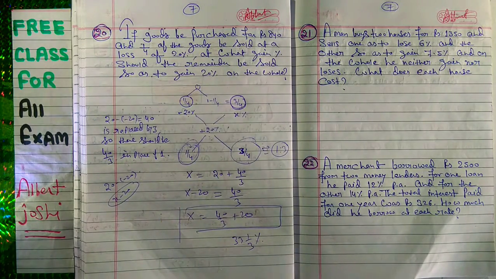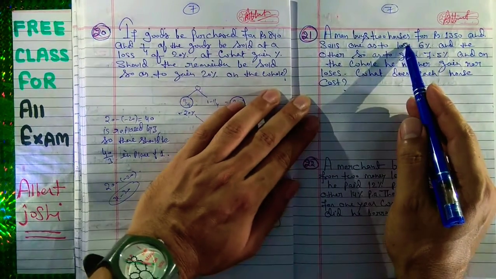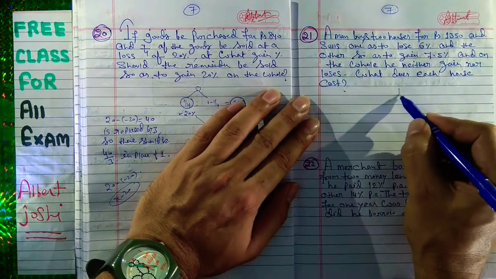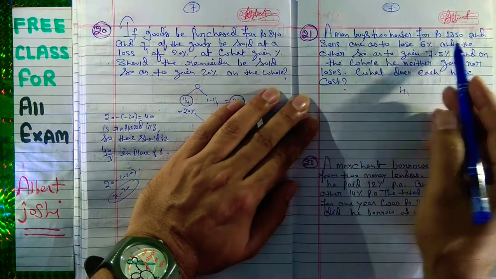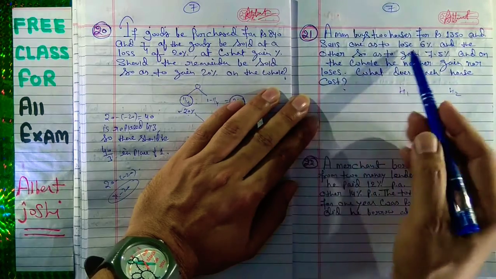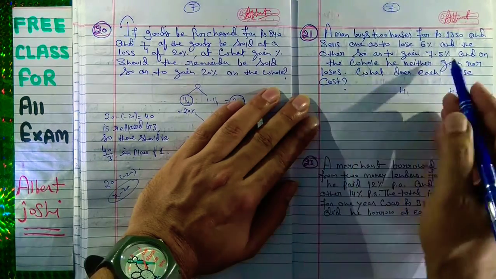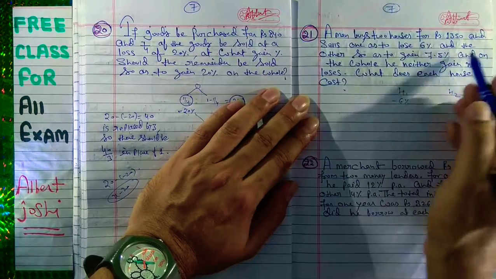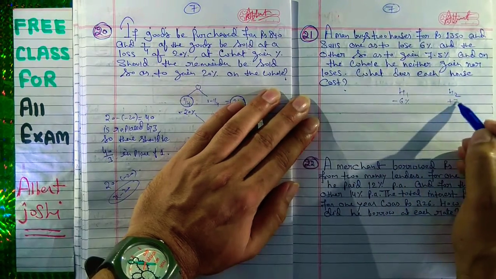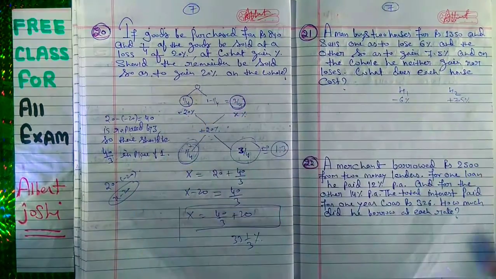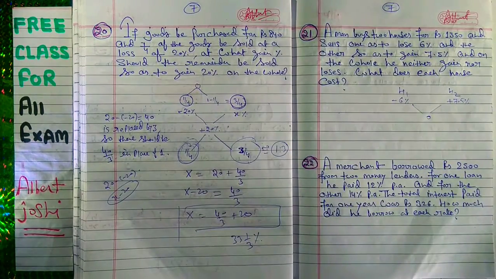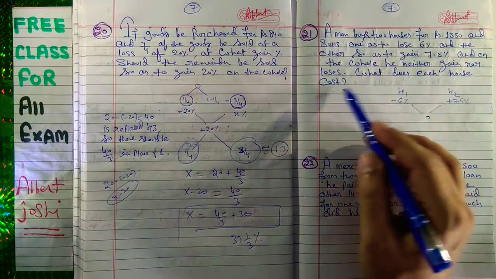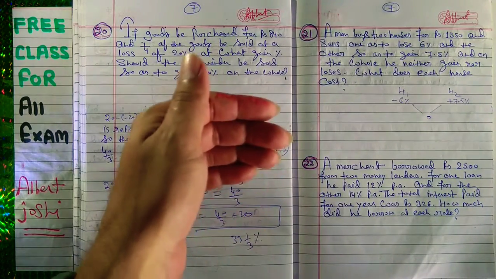In question number 21, what he is asking: a man buys 2 horses, horse number 1 and horse number 2, for rupees 1350. Total cost is 1350, and he sells one at a loss of 6%, minus 6%, and the other at a gain of plus 7.5%. The whole has neither gain nor loss, means 0. So what does each horse cost? Now he is asking what the cost price is.